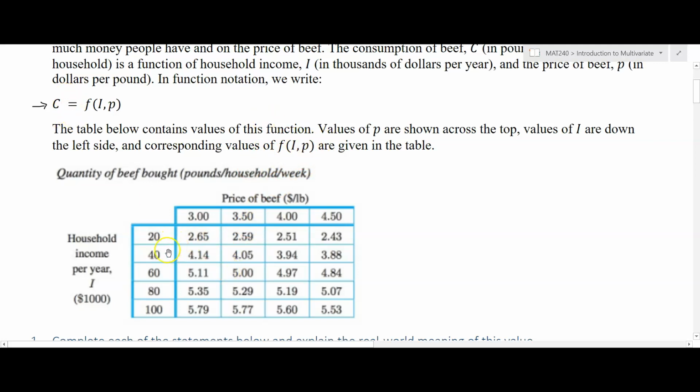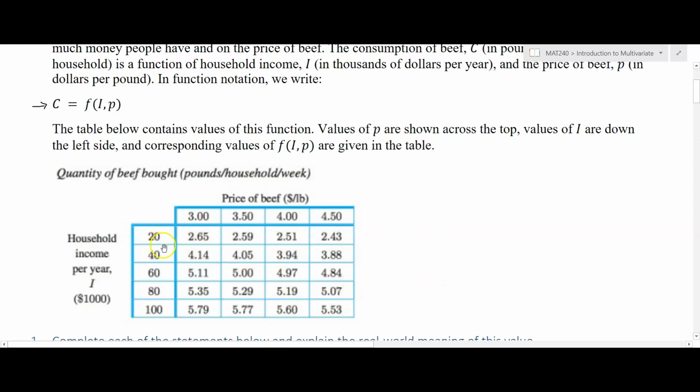So for instance, for a family that makes $40,000 per year, when the price of beef is $3.50 per pound, we find where that income intersects with that price. And so we could say that that family is expected to purchase about 4 pounds of beef per week. Here's another example. If a family makes $100,000 and the price of beef is $4.50, then I would expect that family to purchase about 5.5 pounds per week.